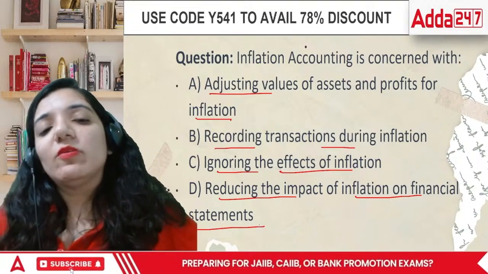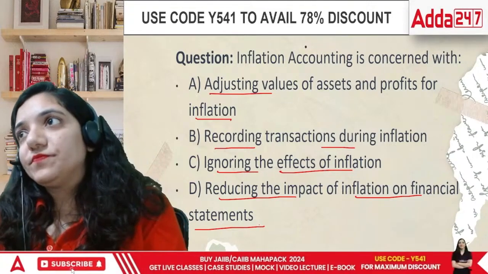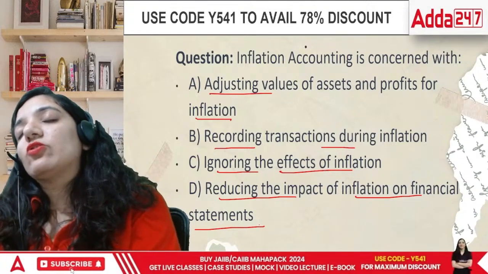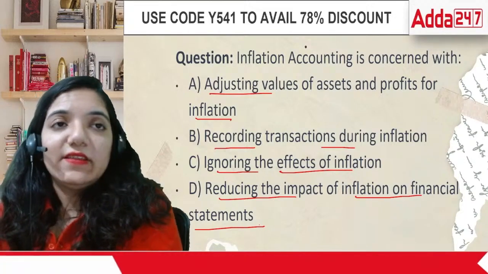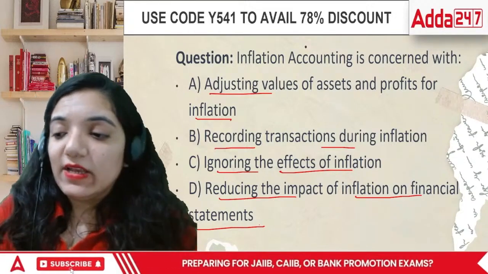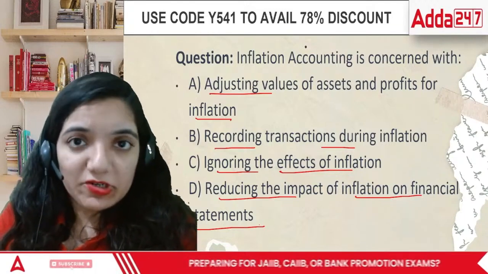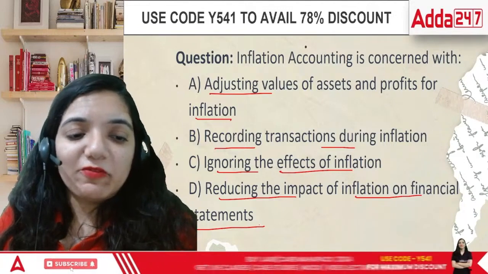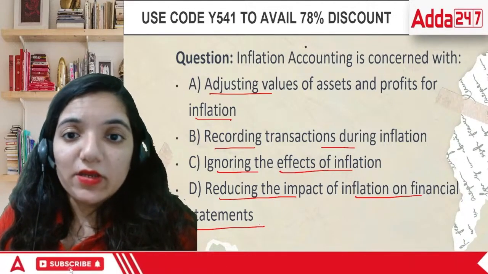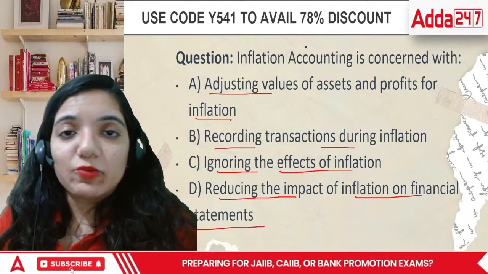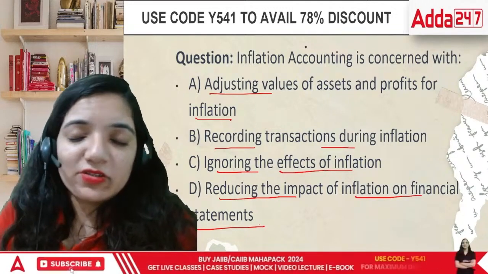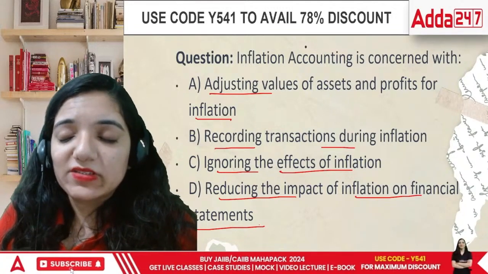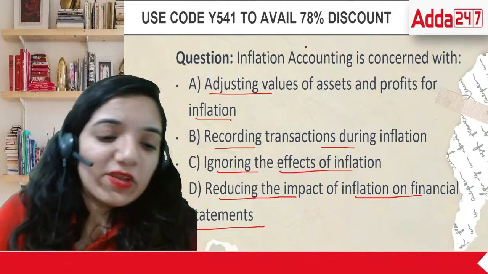First of all, when we talk about inflation, inflation accounting talks about one thing. First is that the value of goods and services rises during a certain period of time, right? Maybe earlier something was available for rupees 10, now it is available for rupees 30. That is because of inflation. Now, what is the reason behind inflation? That can be anything: economy based, business based, it can be related to any of that area.